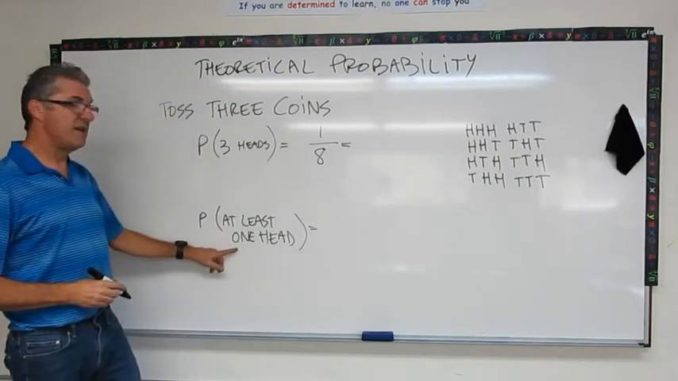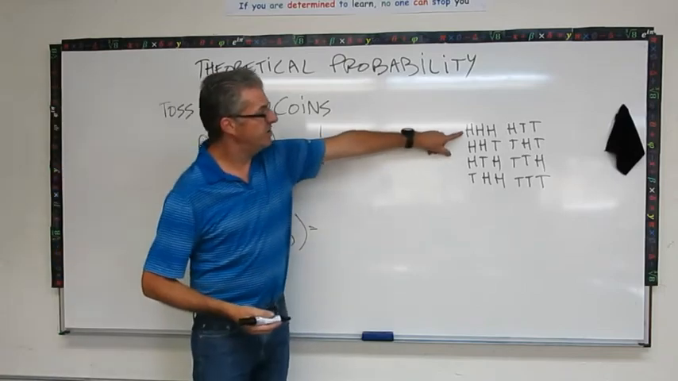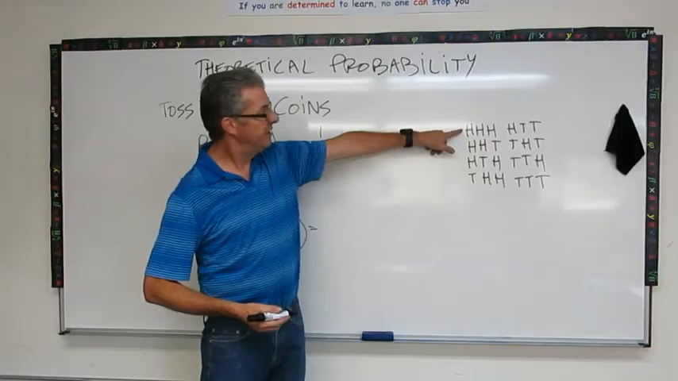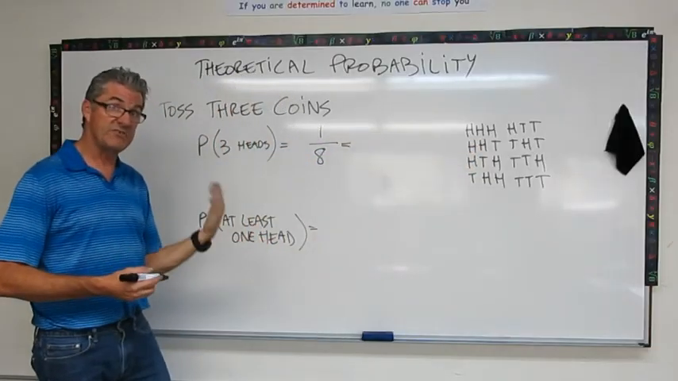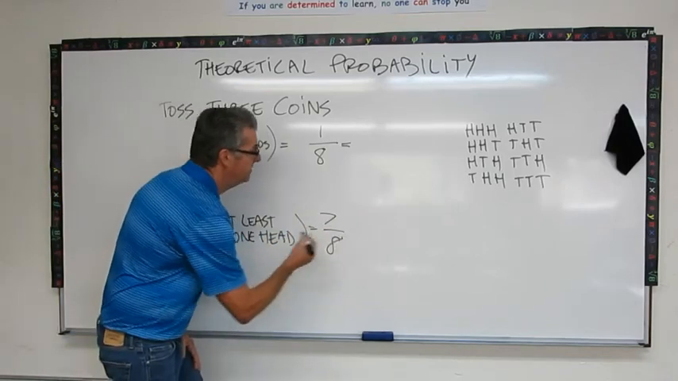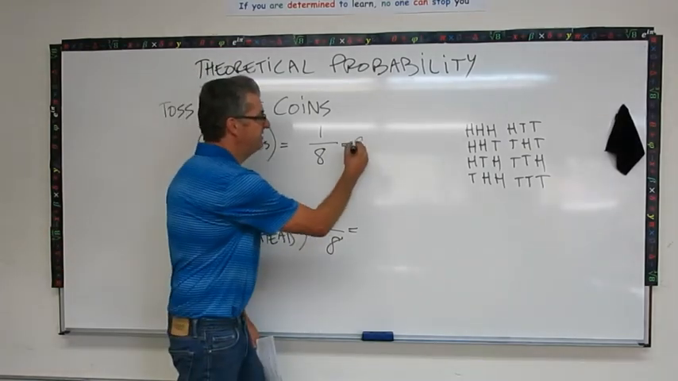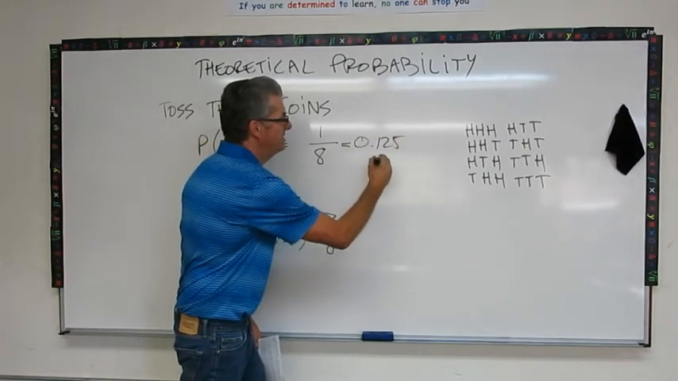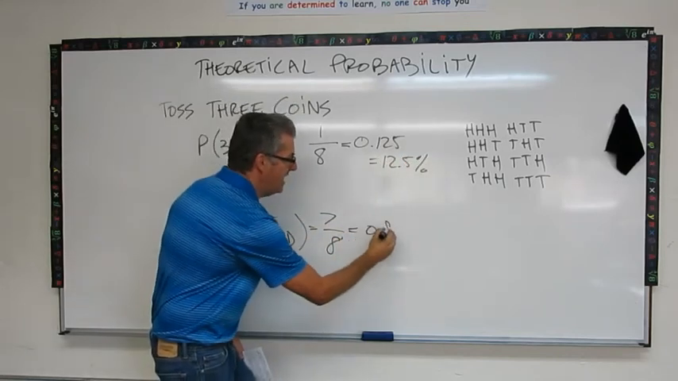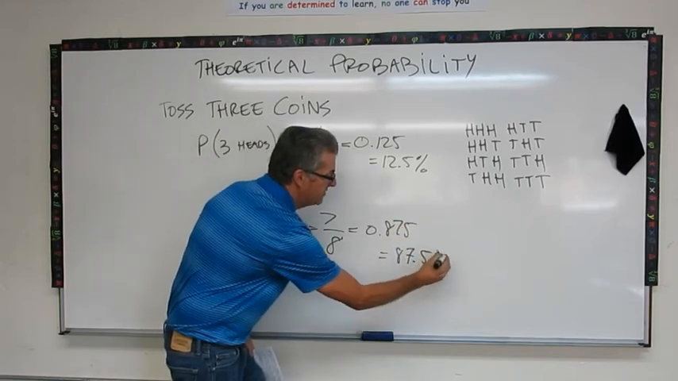At least 1 head. So how does that look? Well, there's only one case where you don't have at least 1. Every other one has 1 or more heads. So that would be 7 over 8. Get out your calculator, figure out what that is. Okay, 1/8 is 0.125, which is 12.5%. And then 7/8 is 0.875, which is 87.5%.